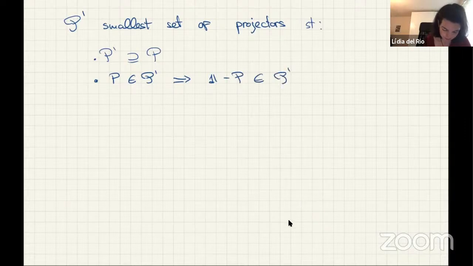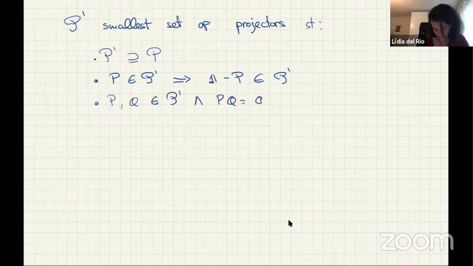And if it has two measurements and they commute, then PQ, then we can consider them together as one measurement. Okay, so let me give an example.